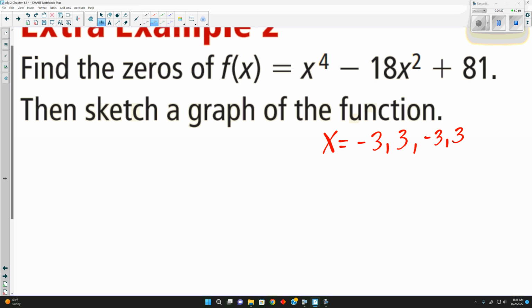Any questions on this here? Any questions on anything we've done so far?